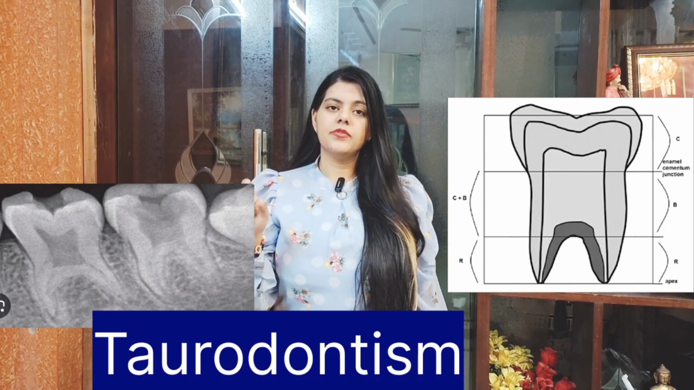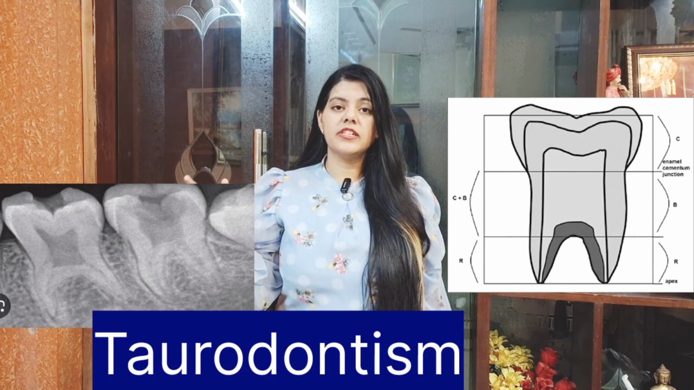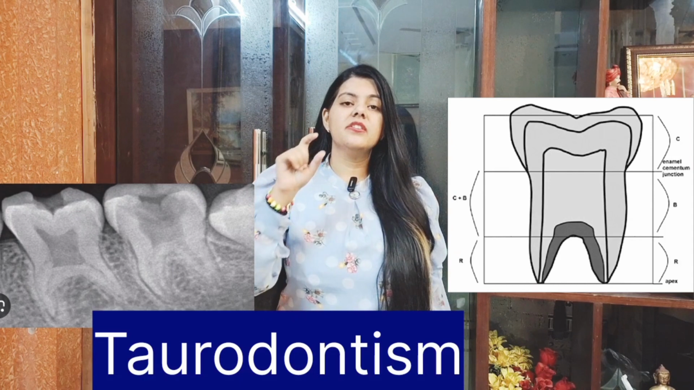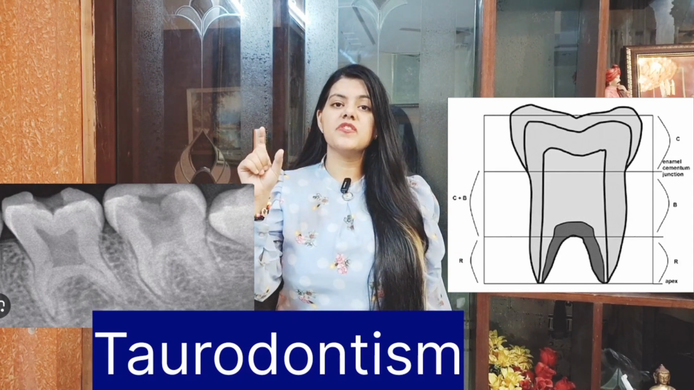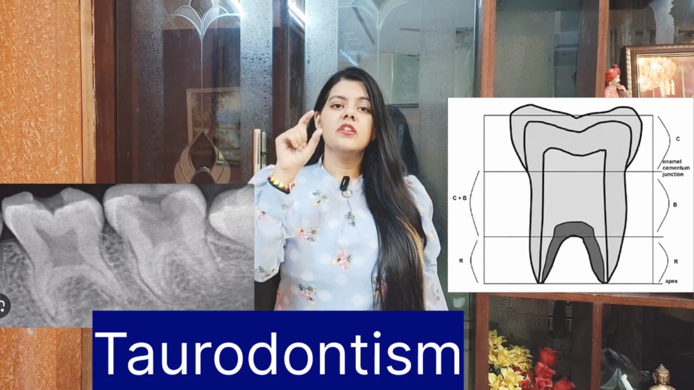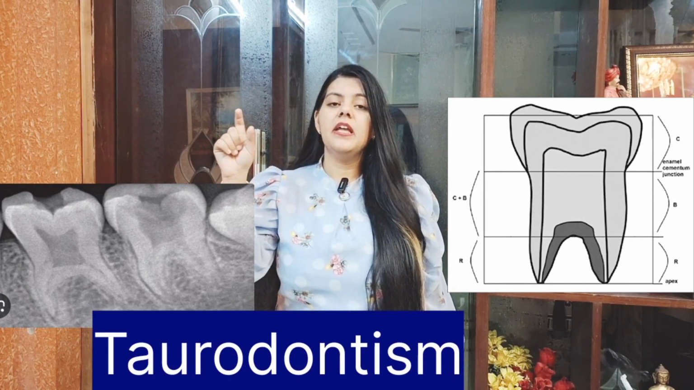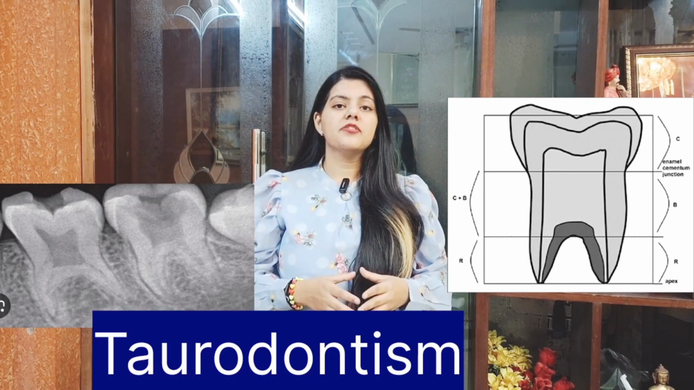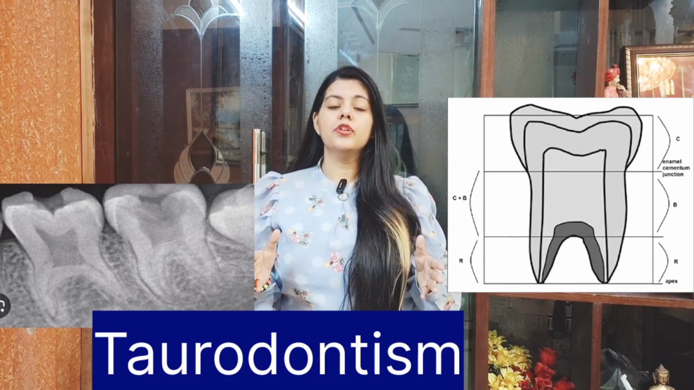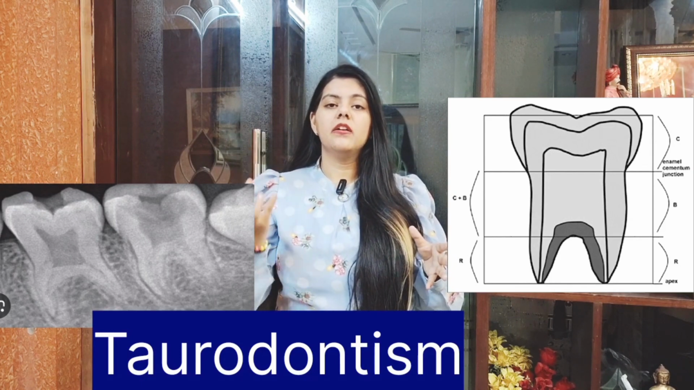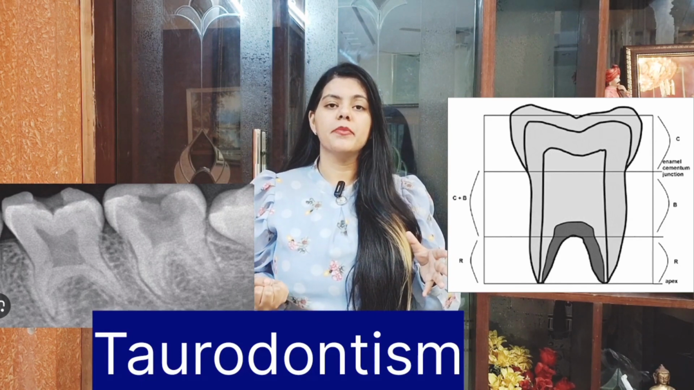These types of teeth, which are termed Taurodontism teeth or Taurodont teeth, basically have the body enlarged at the expense of the roots, right? That means the body is enlarged at the expense of the apex of the root, in which there is bifurcation of the root and apical displacement of the pulp chamber.